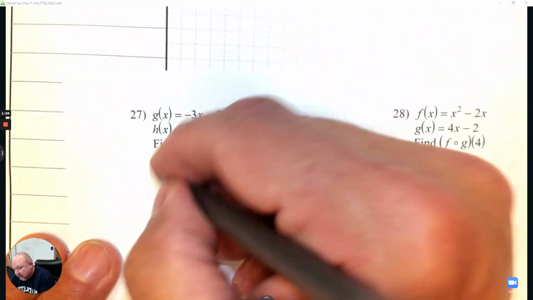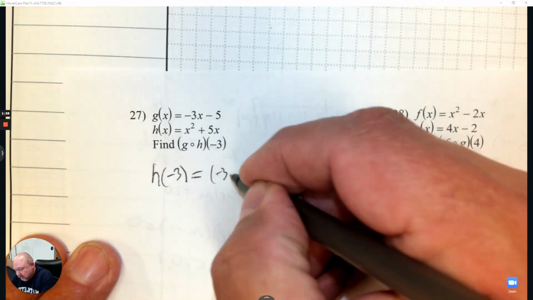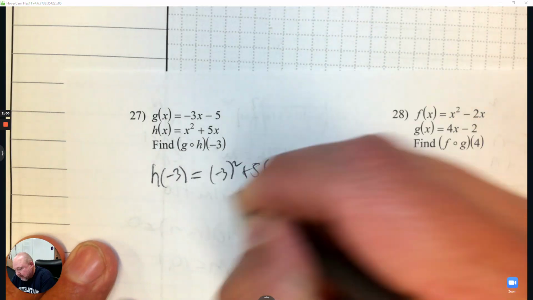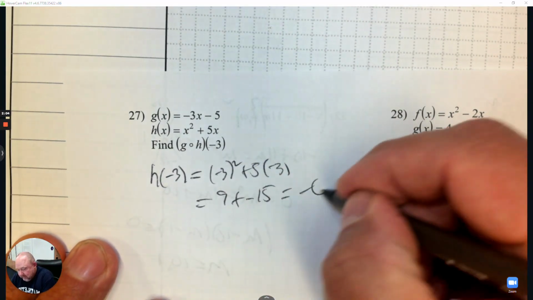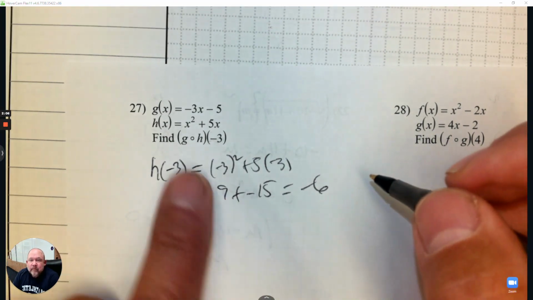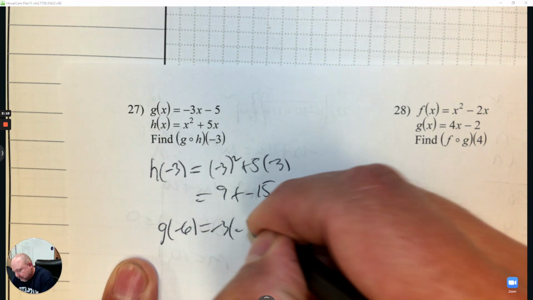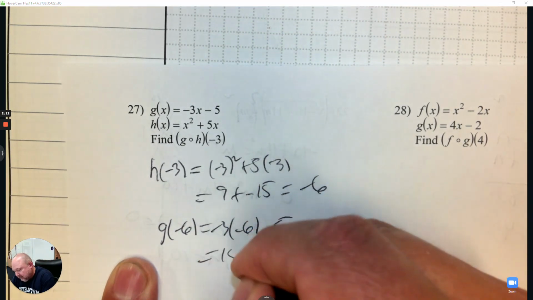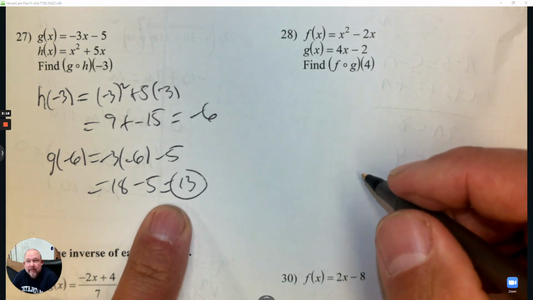Number 27. When you evaluate a number, start with H and get an answer. So that's negative 3 squared plus 5 times negative 3. And get an answer. And then take that answer and plug it into G. So that's 18, take away 5, that's 13. And that's your final answer.